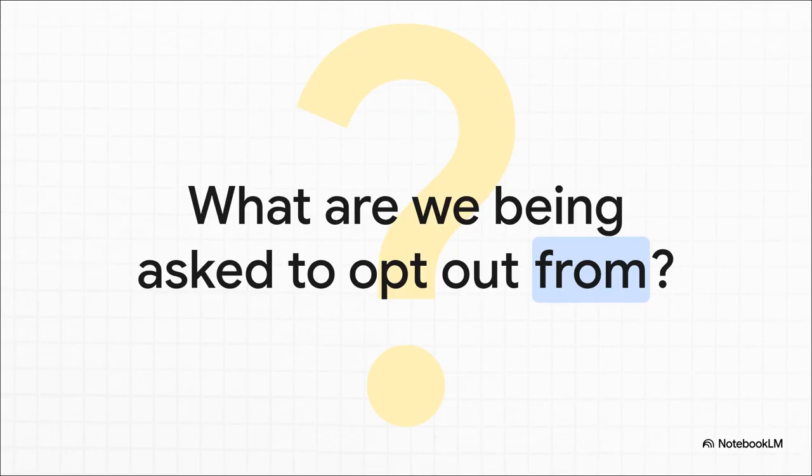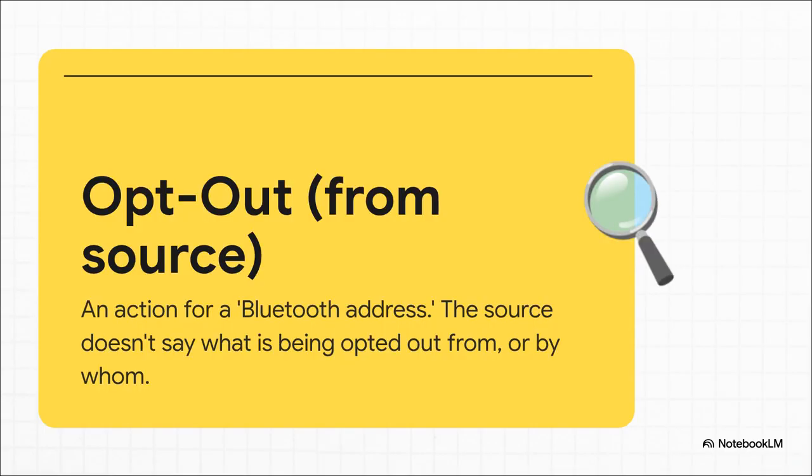I mean, think about it. You opt out of something, right? A mailing list, a program, a subscription. So what are we opting out from? What's the system we're removing this address from? Let's check the source again. And this is where it gets really interesting. The source only tells us what to opt out, our address, but it completely leaves out what we're opting out from. Who's asking us to do this, and for what reason? The text is just totally silent.